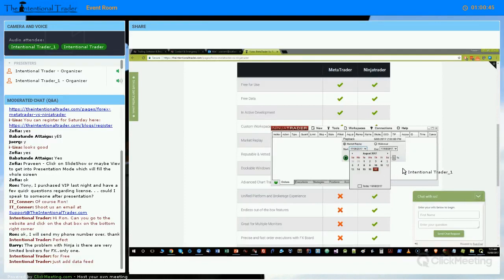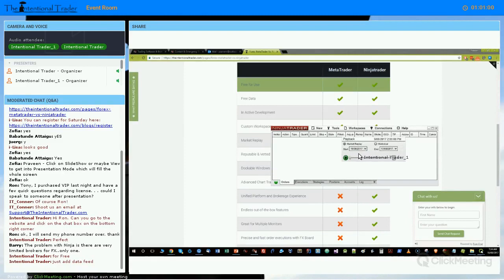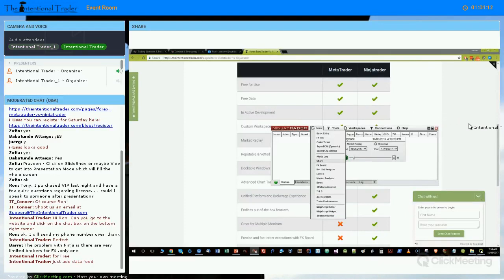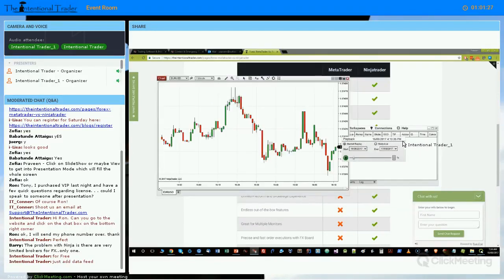So 16th, 17th, and then you just check if it's there. There we go. And then you simply go to the time that you want to replay. You press play, and then you open up a chart. So we'll just open up a chart. One moment as I open this up. And there you go. Now you're replaying the exact time of the market.